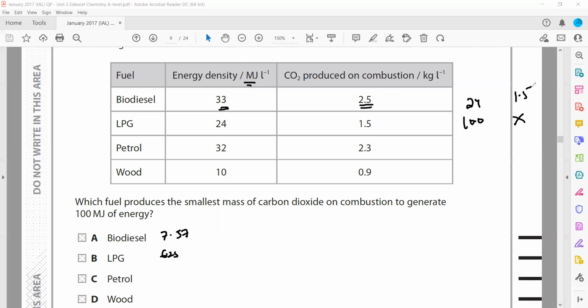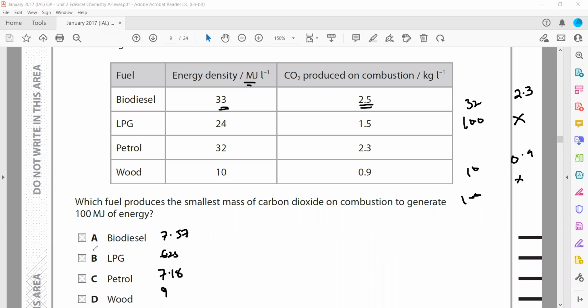Then for petrol, only this factor will change. If 32 is producing 2.3, then 100 will be x. So 100 multiplied by 2.3 divided by 32 is equal to 7.18. So petrol will produce 7.18. And for wood, if 10 is producing 0.9, then 100 will produce x. Cross multiply: 100 into 0.9 divided by 10. So wood will produce the highest amount of carbon dioxide, which is 9 kilogram per liter.